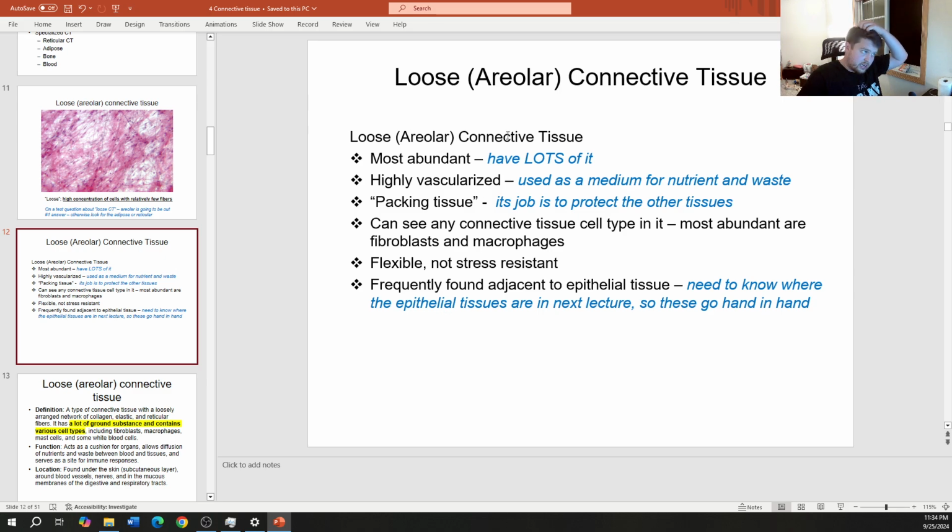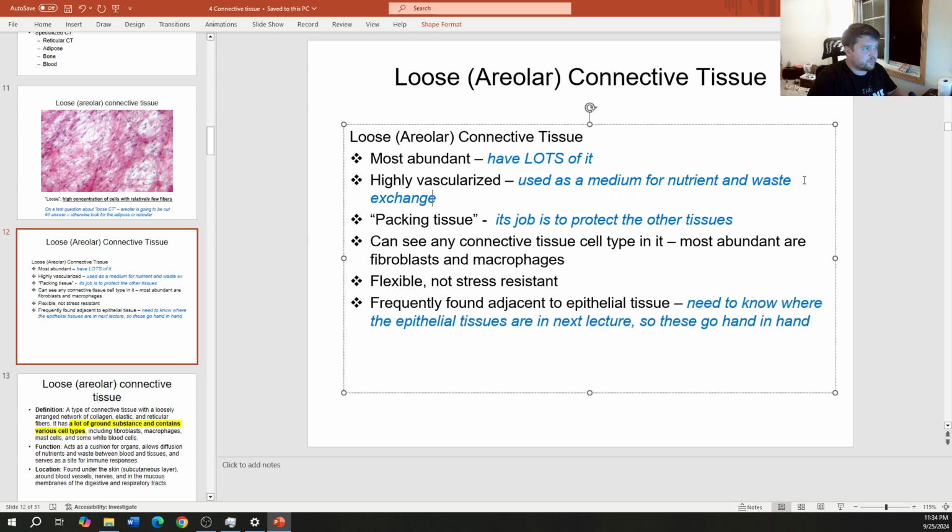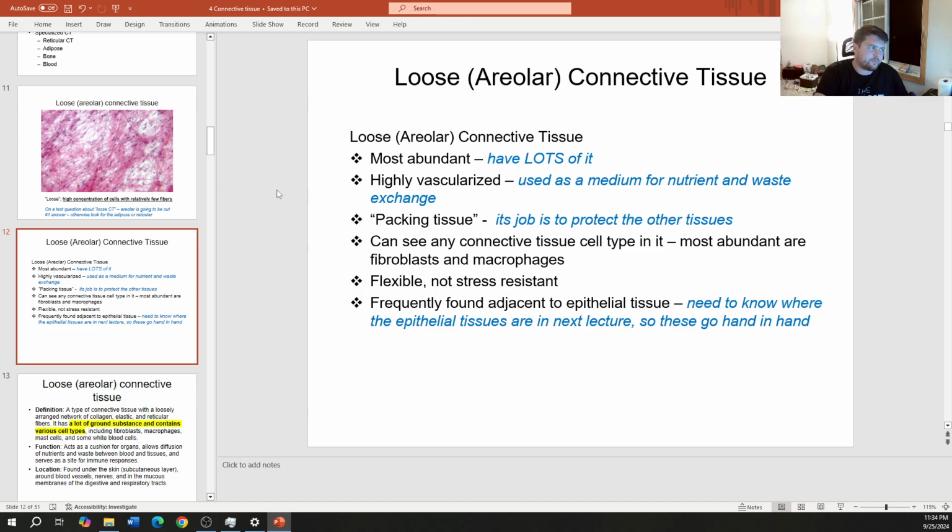The loose areolar connective tissue is one of the most abundant connective tissues that we have in our bodies. There's tons of it. Okay, it's highly vascularized, and that's because it's used as a medium for nutrient and waste exchange. So we're exchanging nutrients and waste in between all the tissues. So think about from the blood. Blood carries a lot of our oxygen, it carries our nutrients, it carries waste as well away from the tissues, which you'll be learning about in Physiology 1 next trimester a little bit more.